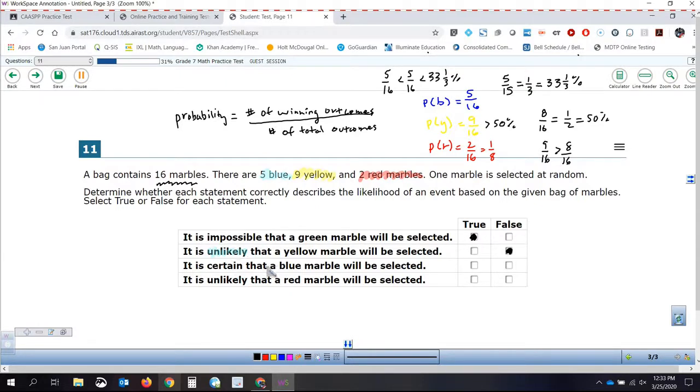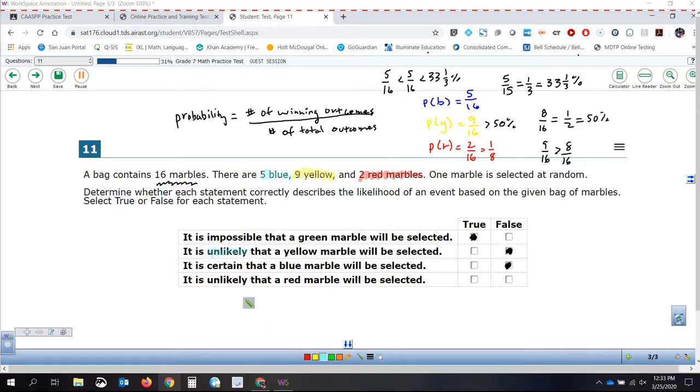So it is anything but certain. In fact, we have about a 2-to-1 chance that we won't get blue. So I'm going to say false for that one as well. It is unlikely that a red marble will be selected.